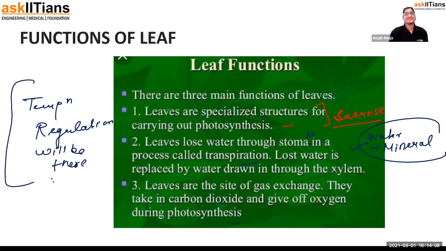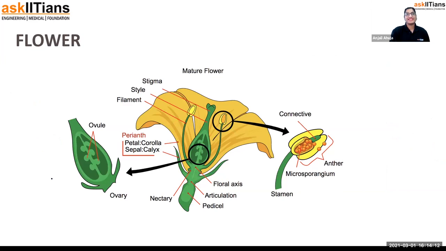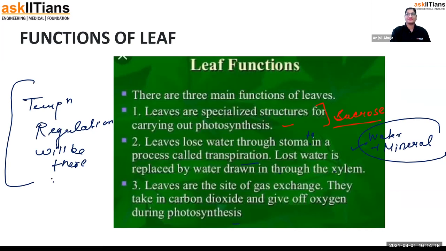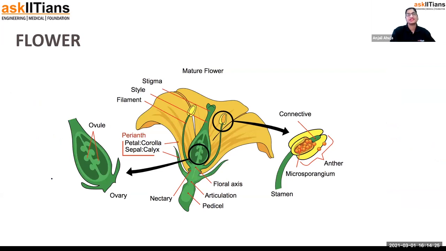Now these are the things, and I suppose things are clear to you. Let's move forward. The next thing that we have to cover is the flower. I suppose up to the leaf everything is clear because I have explained it in a better way. If you do not understand anything, move back and watch it again. Let's understand about the flower, the beautiful part of the plant.